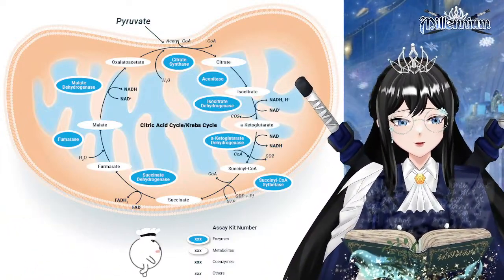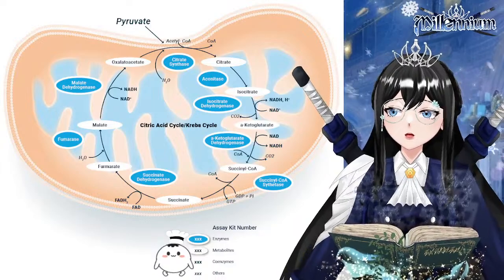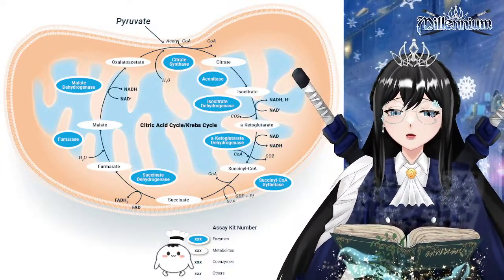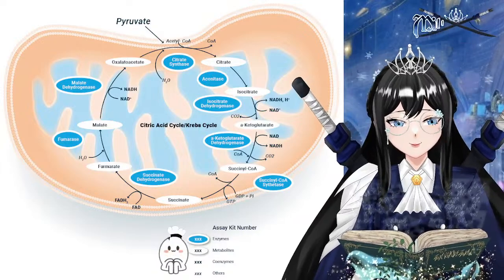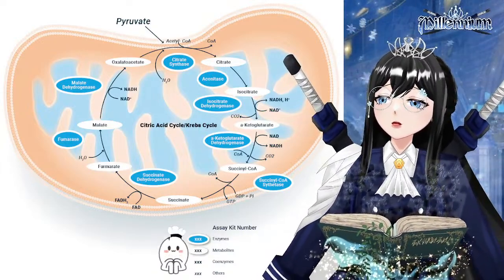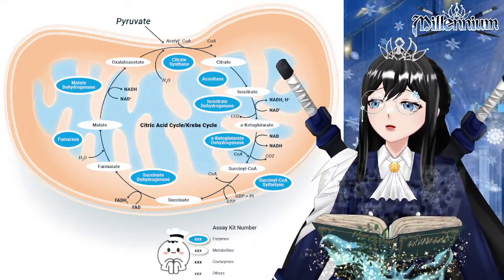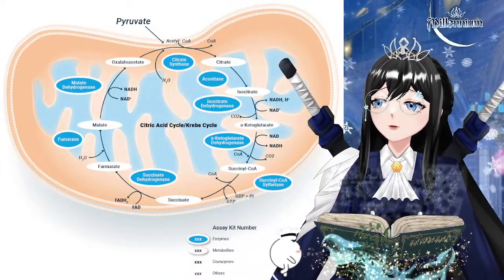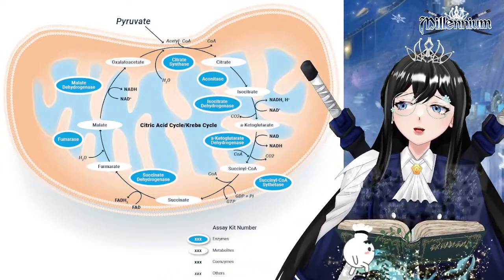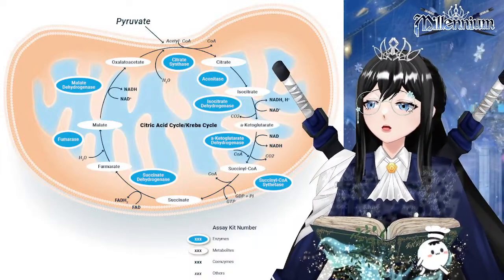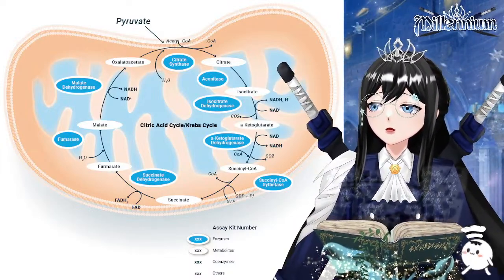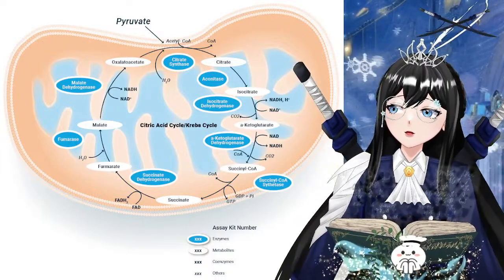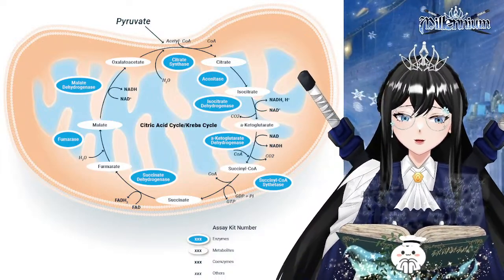To remember those, you just need to take note of where they're coming from. For example, the dehydrogenases would dehydrogenate the substrate they act on. So isocitrate dehydrogenase would be involved with the isocitrate, alpha ketoglutarate dehydrogenase is for alpha ketoglutarate, and so on.